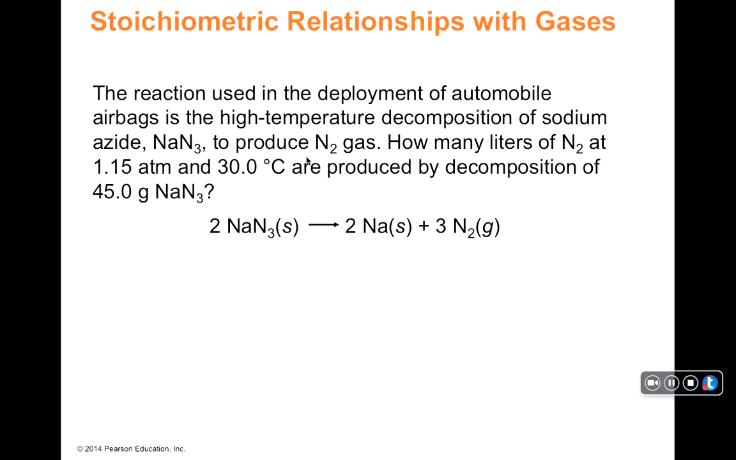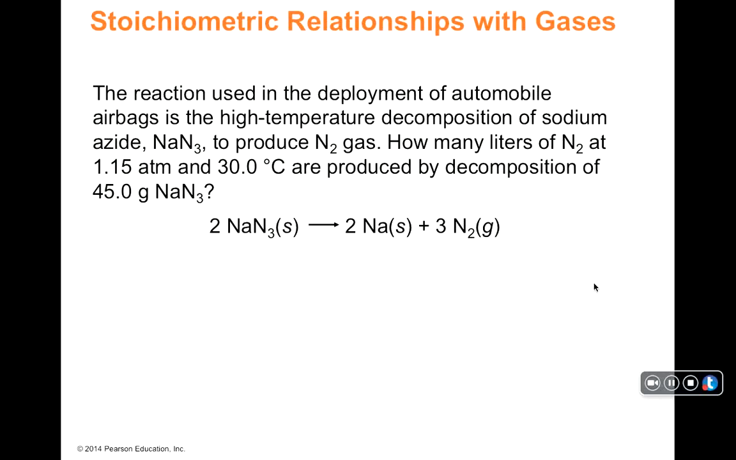Here's one with being able to use these in stoichiometric relationships, just as you've done before. Now here we're dealing with pressures and temperatures and a formula. The reaction used in the deployment of automobile airbags is the high temperature decomposition of sodium azide to produce nitrogen gas. How many liters of nitrogen gas at 1.185 atmospheres and 30 degrees Celsius are produced by decomposition of 45 grams of sodium azide?